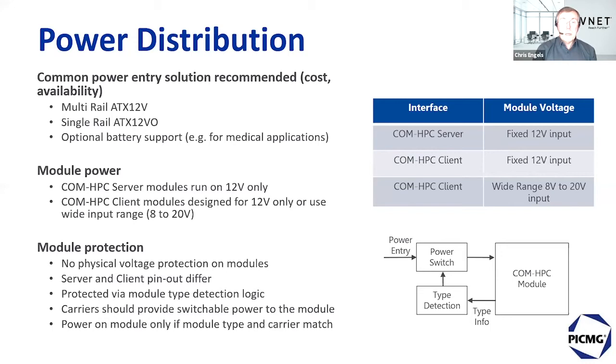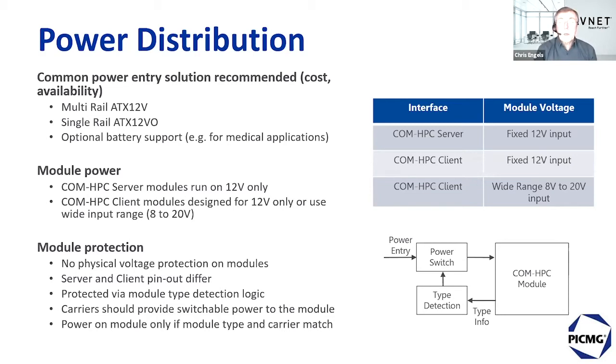The specification defines a standard 12 volt for the server module and also for the client module. But you also have the option to define or design for battery support. And then you have 8 to 20 volt power input, but that is exclusively for the COM-HPC client module. If you design that way, then consider that someone might plug in a standard module, which only runs at 12 volt, and then you definitely need some physical protection for the module and also for the carrier itself.